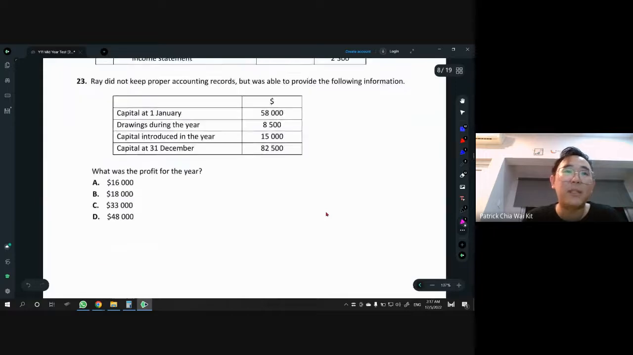Then we have 23, 24, 25, which these few chapters are related to incomplete records, which is not coming out this time for mid-year. But might as well, we just finish this. So what was the profit for the year? How to calculate profit for the year? They give us capital at 1st Jan, this is opening capital. They give us drawings.